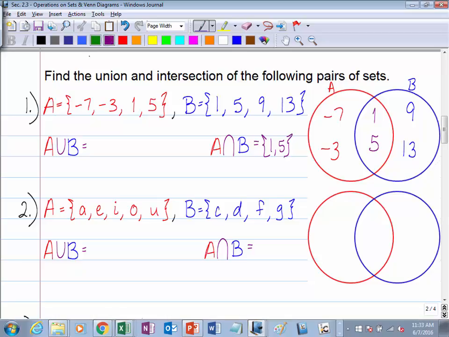So the union would be -7, -3, 1, 5, 9, and 13. And you don't necessarily have to put them in order, but I just like to do it that way. All right, any questions about that?